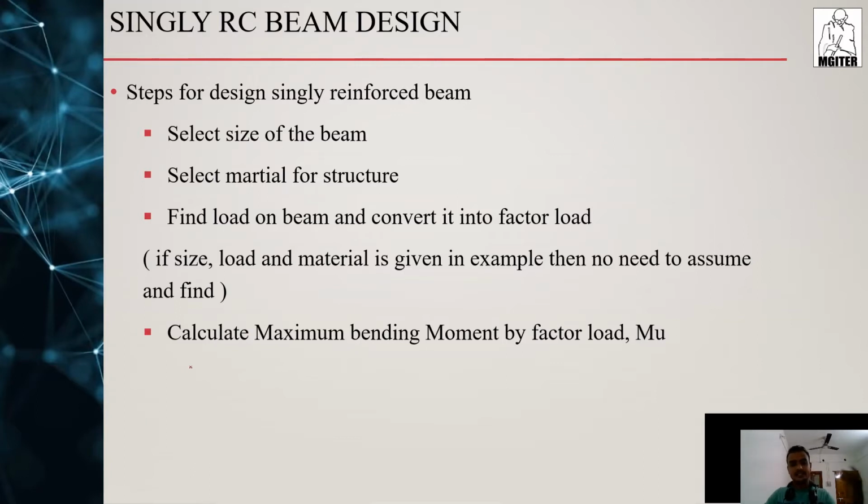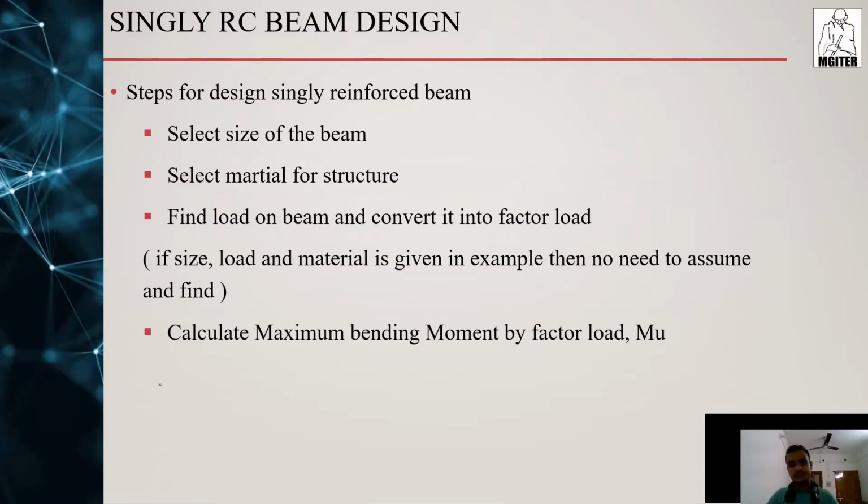Now after selecting size and material, we have to find the load on the beam. Which type of load? Live load, dead load, wind load. And this load is converted into factored load. I will discuss why we convert it into factored load. Because we assume 50% more load than actually applied on a beam. We design a structure for 50% more than the actual applied load on the beam. So this 50% more load is called factored load.